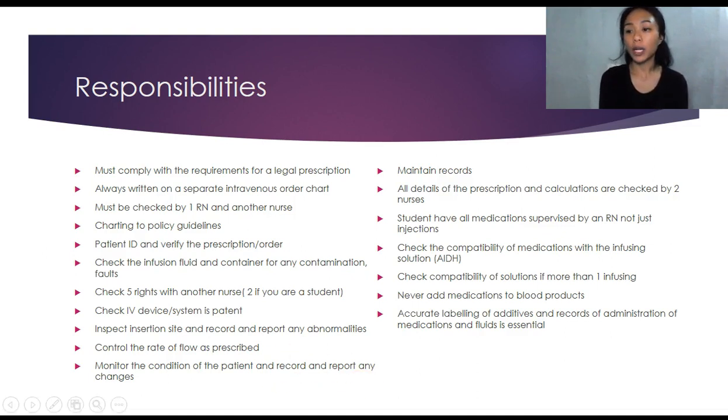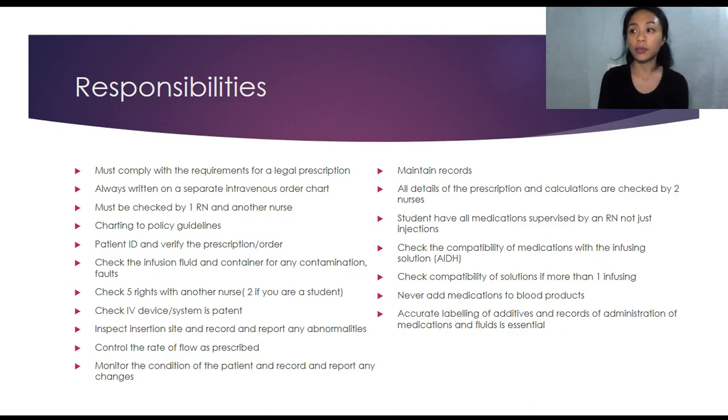We control the rate of flow as prescribed and as per our accurate calculation that has been checked with a second nurse. We want to monitor the condition of the patient and record any changes. Remember, we want to come back and assess our patient and the infusion every hour. Maintain accurate records. All details of the prescription and calculations are checked by 2 nurses.